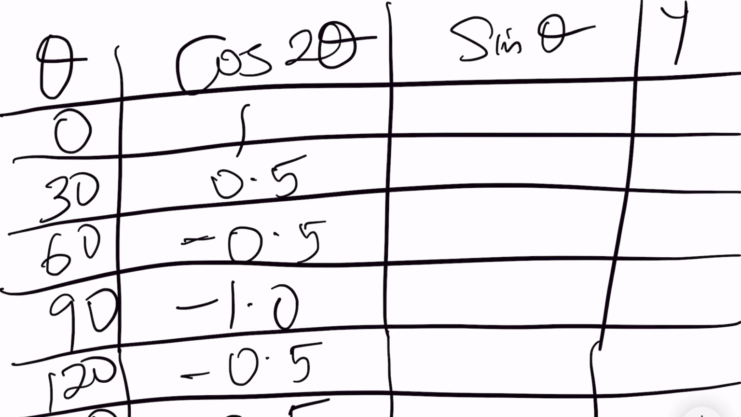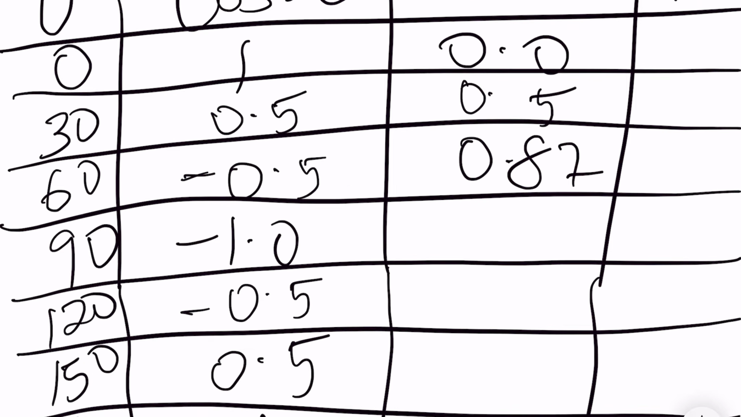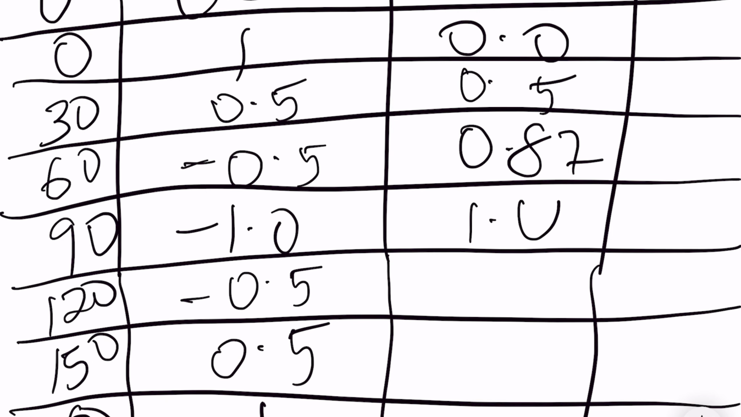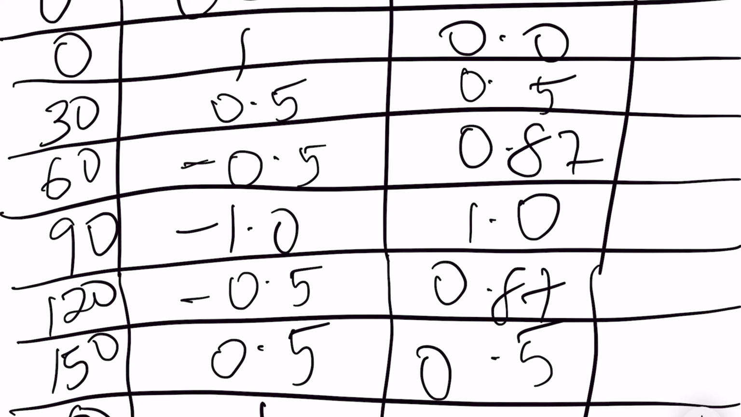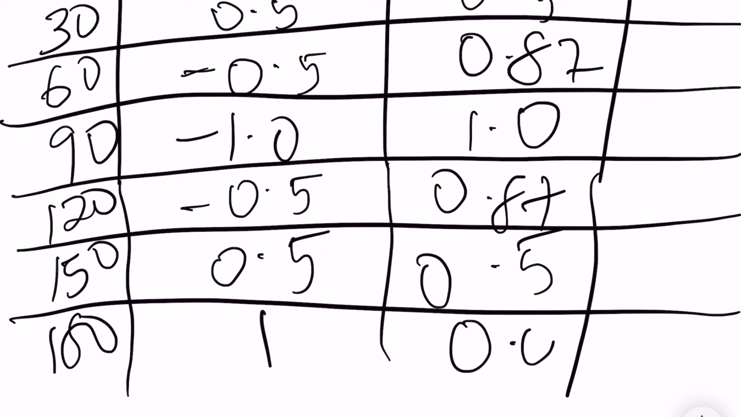Then for sin theta, we have it to be 0.0, 0.5, 0.87, 1.0, 0.87, 0.5, and 0.0.